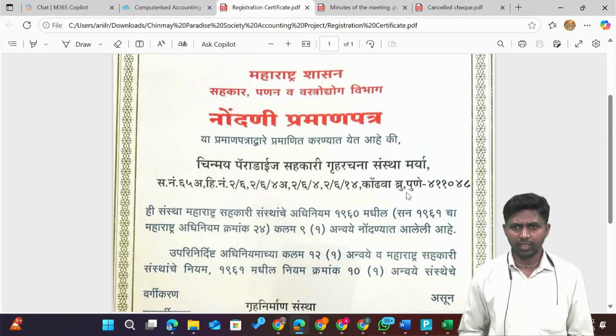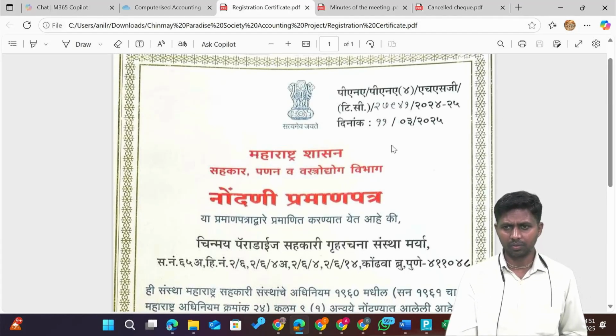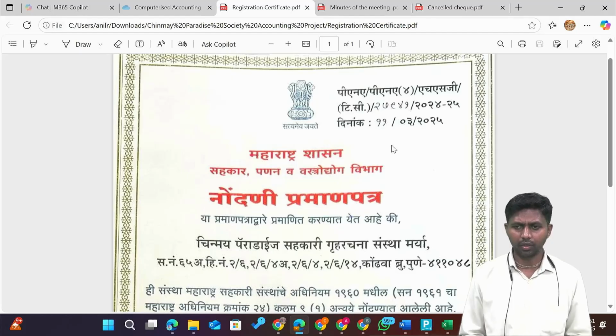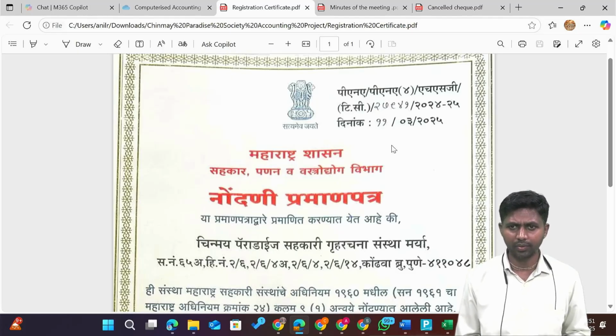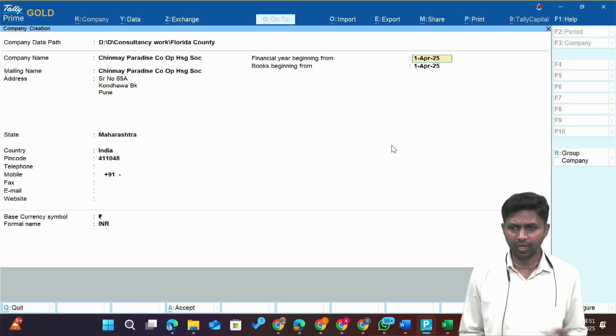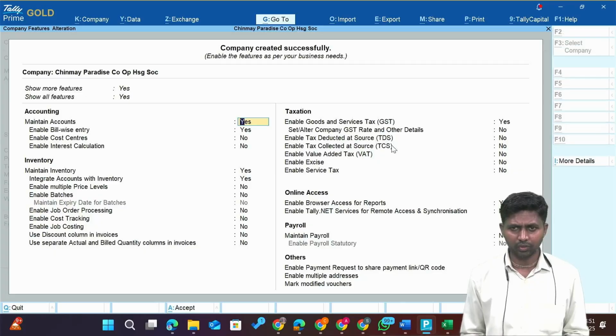Now, this society got registration on 11th March, but the financial year starts after 20 days. I have already inquired. After reading the documents, I came to know that they started accounting from 1st April only. Before that, no transactions. Therefore, the financial year starts 1st April, and the books will also begin from 1st April. No need to change it. Yes, accept it. Now, Tally is asking you statutory provisions.